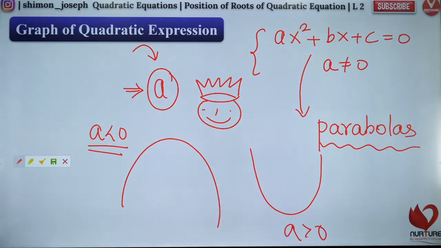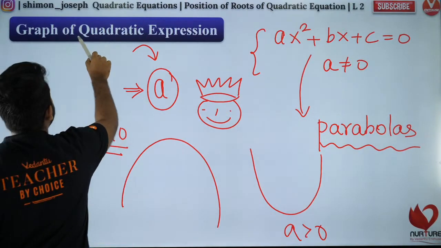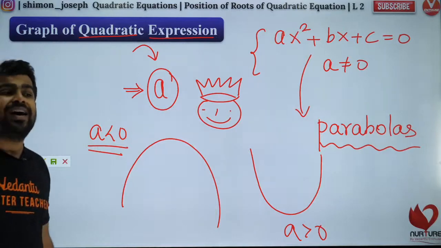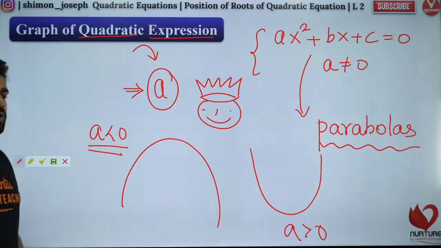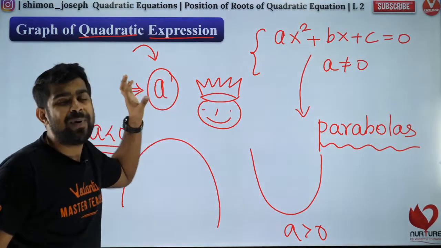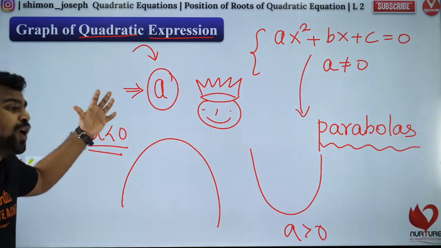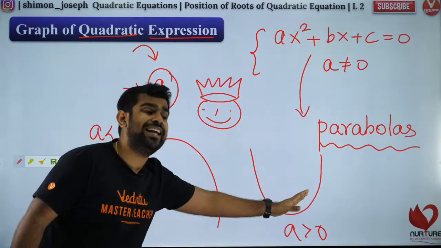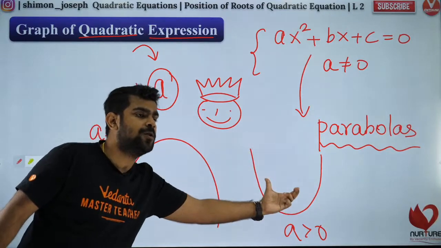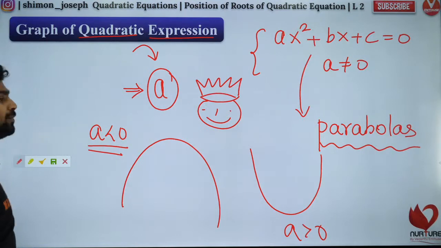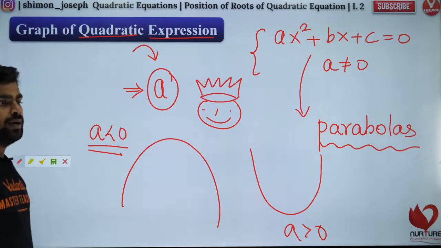So what did I teach you? I taught you that any graph of a quadratic equation will always be a parabola. And when you have a parabola, it can be either upward opening like this or downward opening based on A. If A is positive, it will be upward opening. If A is negative, it will be downward opening.